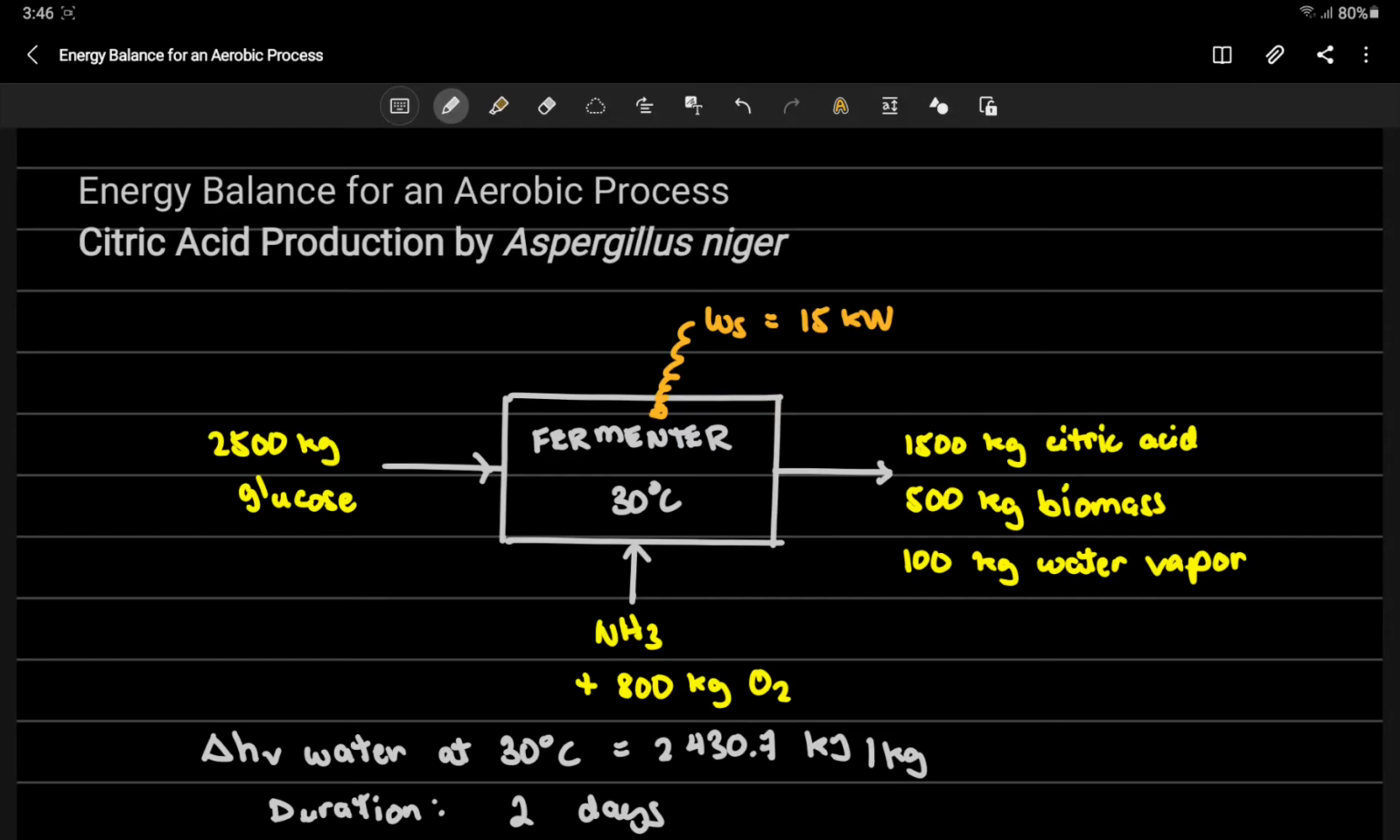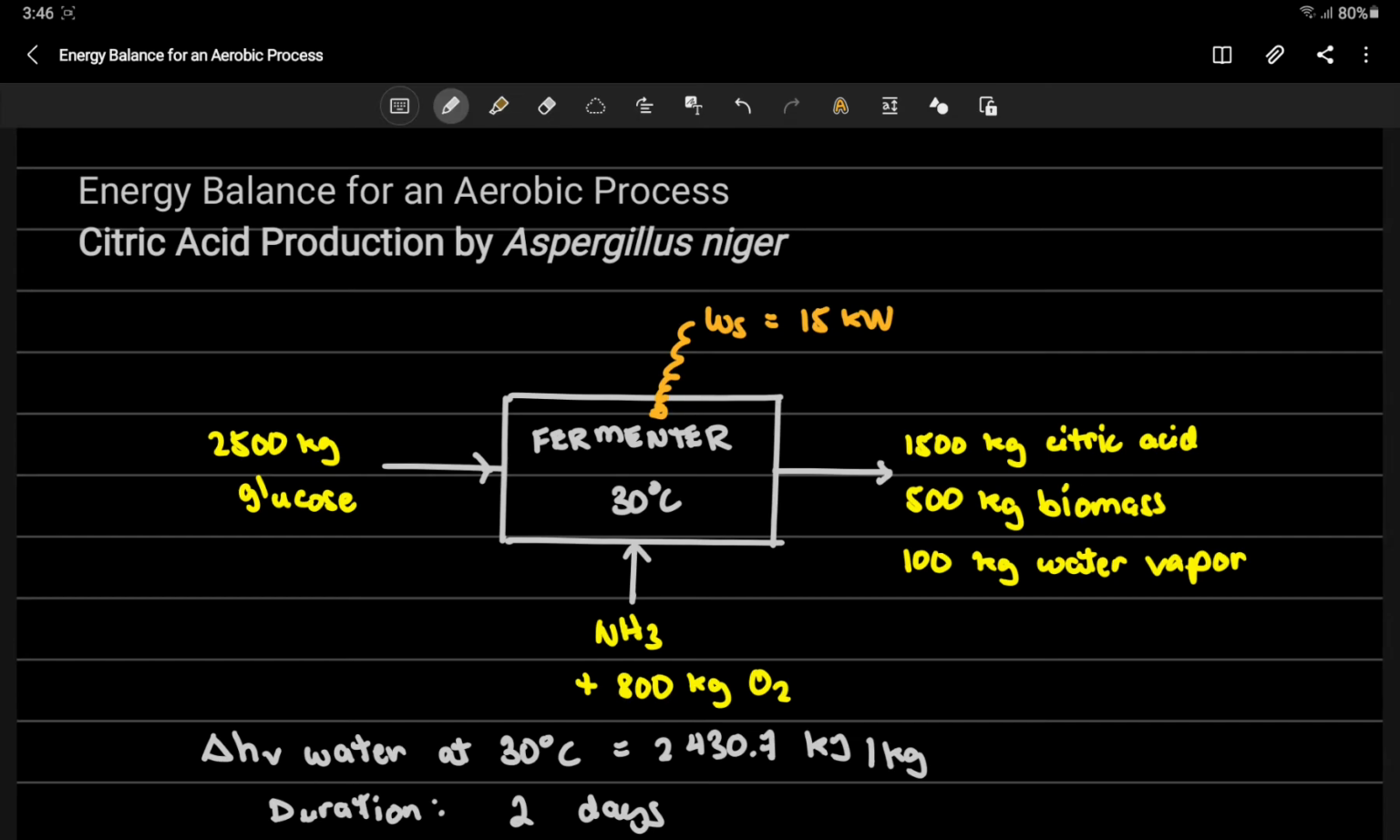Hello class! In the last video lecture, napag-usapan natin kung paano mag-solve ng energy balance for anaerobic process. So, hindi siya aerobic. Okay? Now, this time, ang isusunod natin ay energy balance example for aerobic process naman. Ibig sabihin, you will charge the fermenter with air or oxygen.